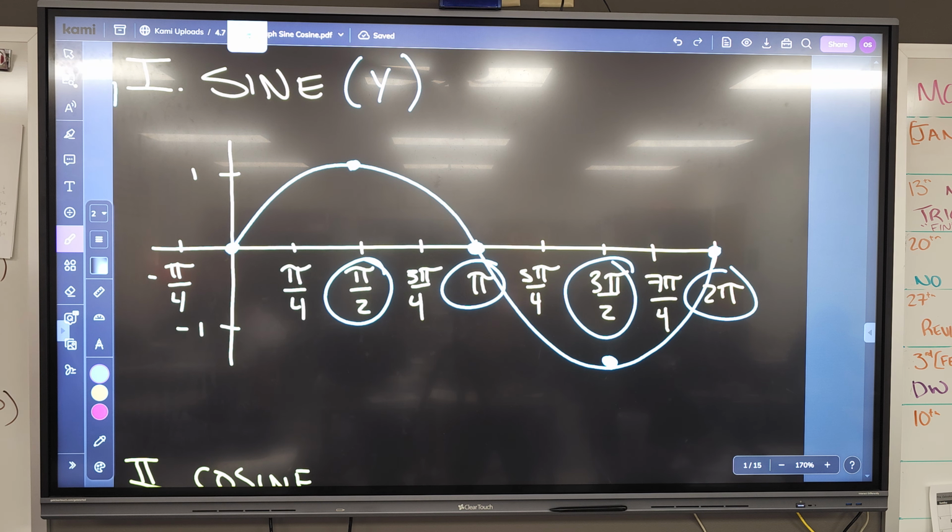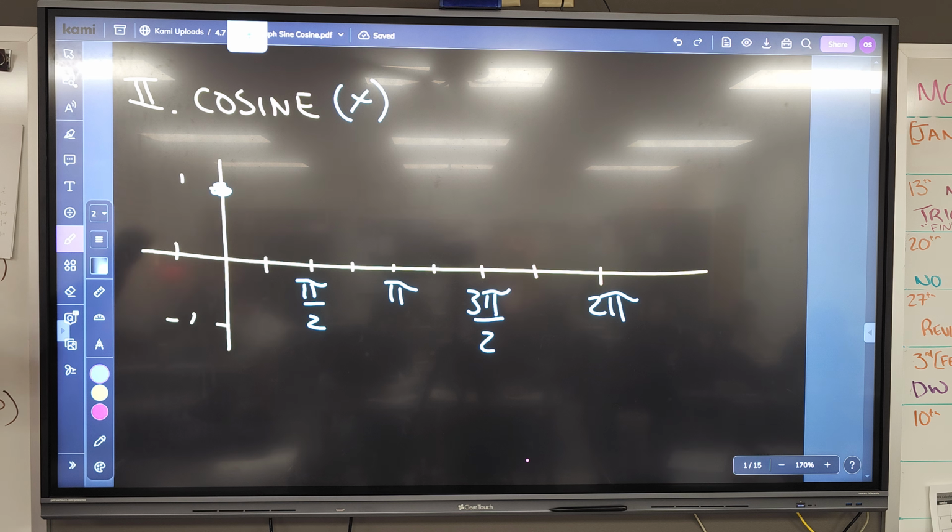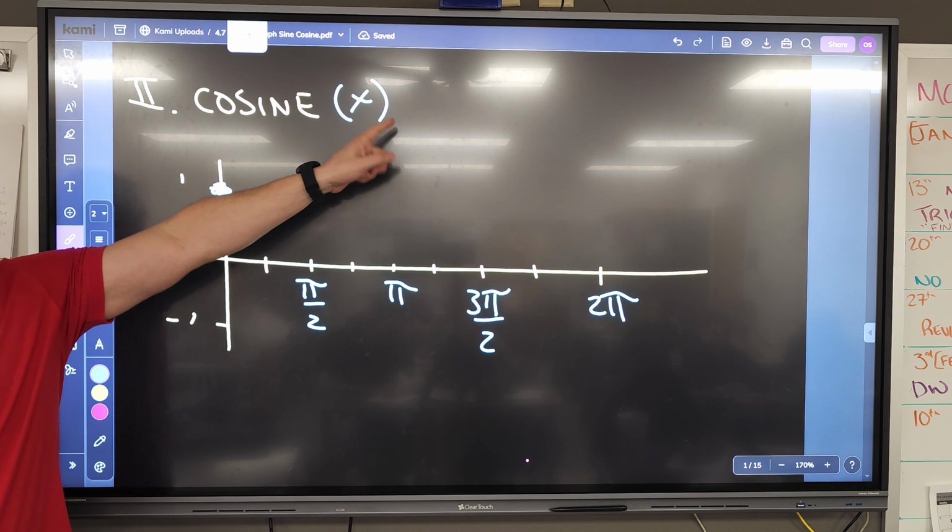Okay, let's do cosine real quick. Now you know how it works, but cosine is the x value. We're good? Oh, whose is this? Oh, good thing you told me so I don't step on it. Okay, look at, on 0, what's the x value? 1. And you're looking not at the y value anymore. You're looking at the x value. Okay. Cosine is the x value.